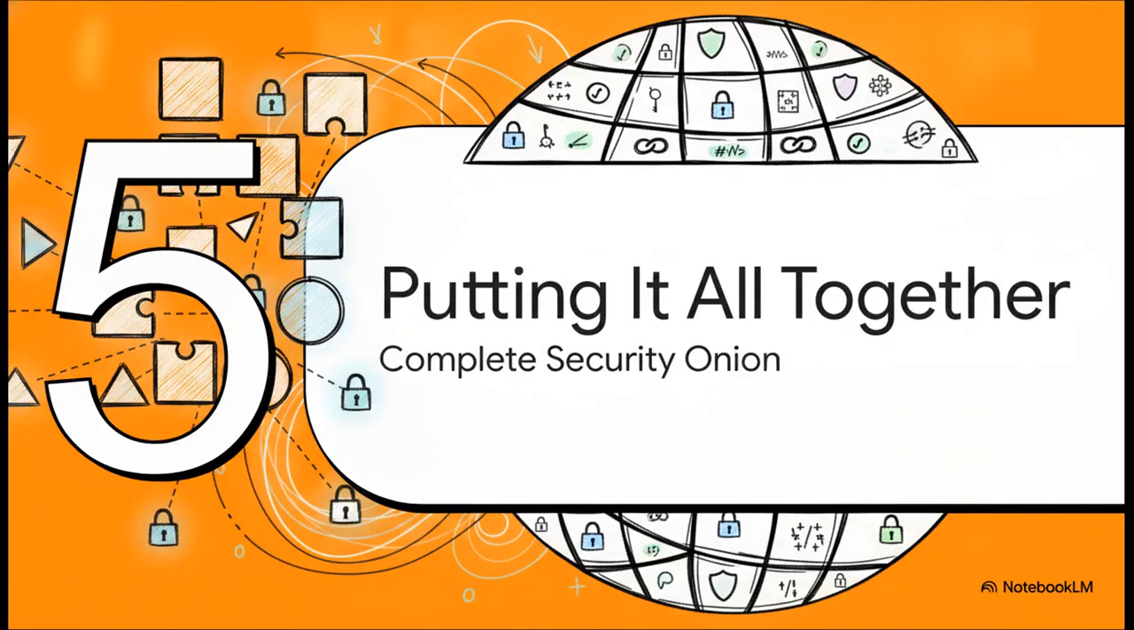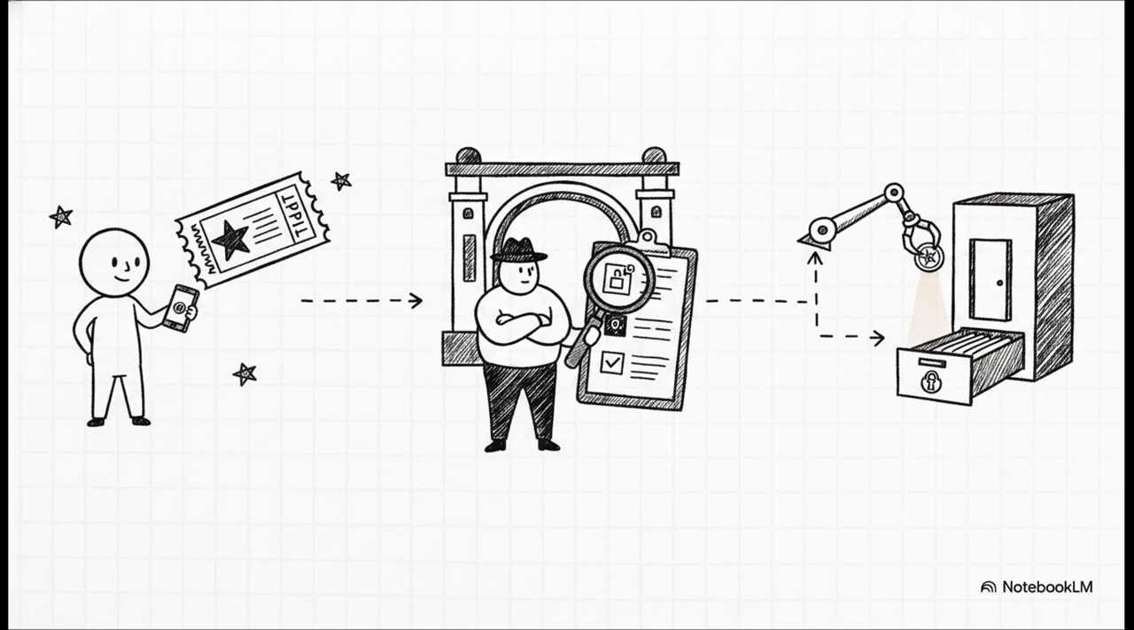All right, Section 5, putting it all together, the complete security onion. We've looked at all the individual pieces, so now let's assemble the puzzle and see how this builds into a complete, secure architecture. Here is the complete journey of our token. First up, Okta authenticates the user with multi-factor authentication and issues our short-lived JWT plus a secure refresh token. Then, when the user requests data, the MuleSoft API gateway steps in.